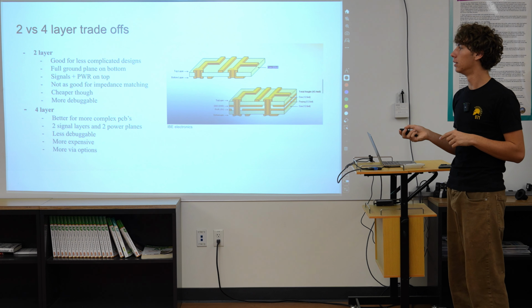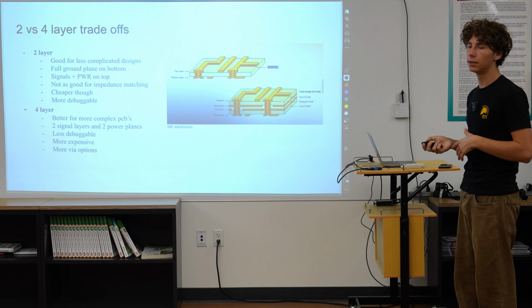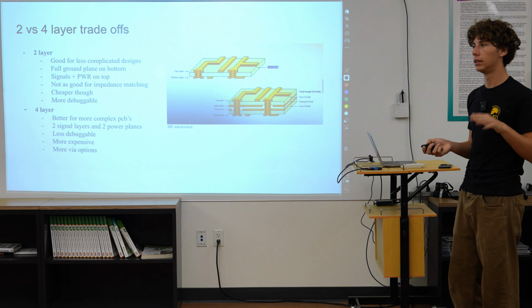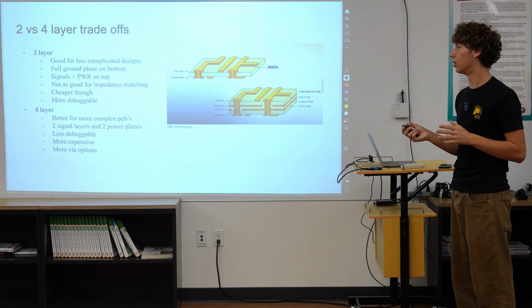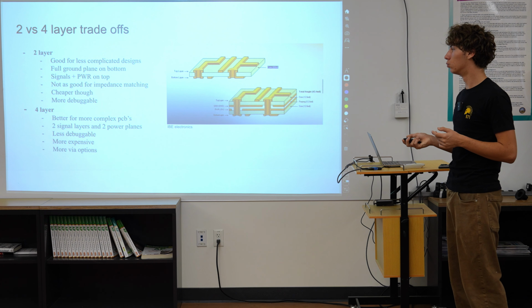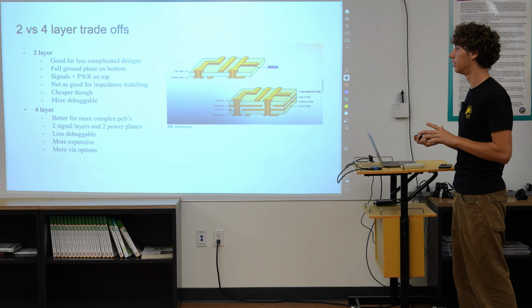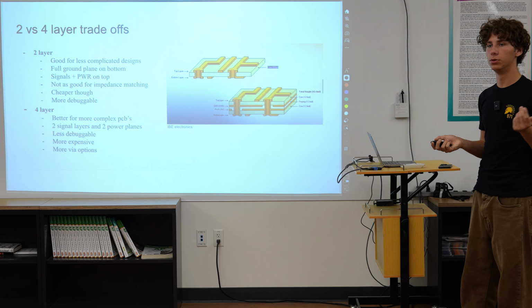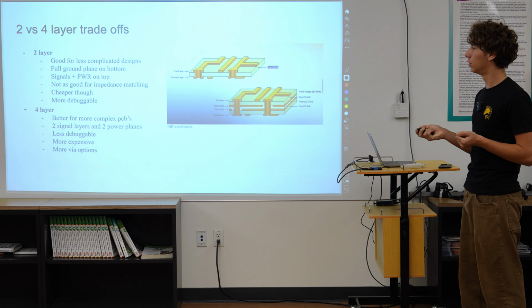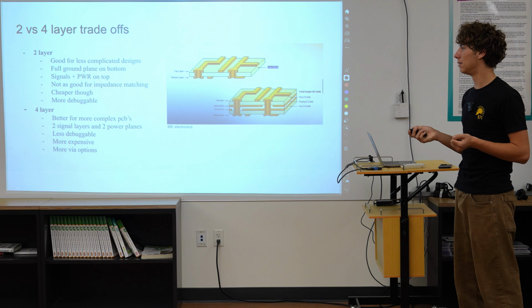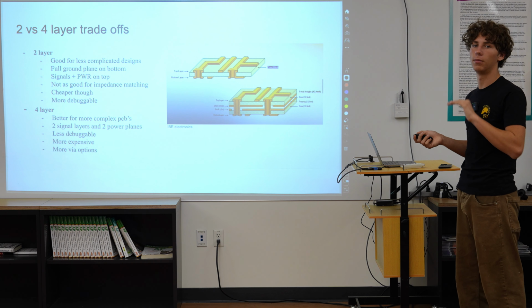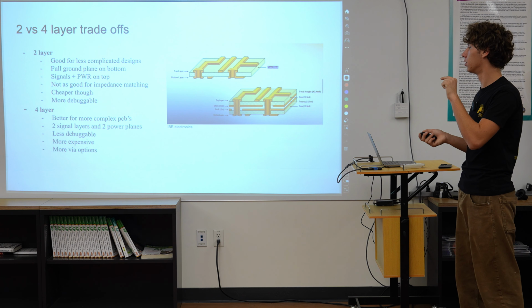For 4 layers, this is kind of more complex. Obviously, there are 6 layers, 8 layers, and it keeps going up. But this is a lot better for more complex PCBs. A lot of our PCBs are 4 layers. I think we even have 1 or 2 6-layer PCBs. So what you want to do with a 4-layer PCB is have 2 signal layers, one on the top and one on the bottom. And you have 2 power planes, so you're going to have ground and then power.